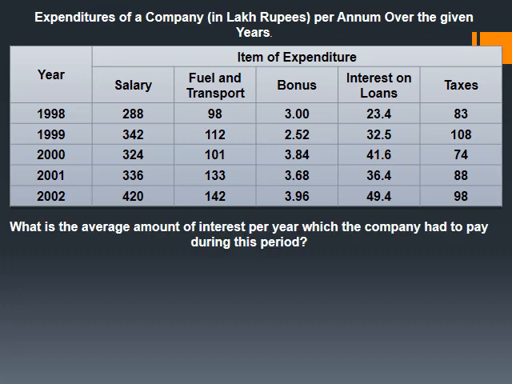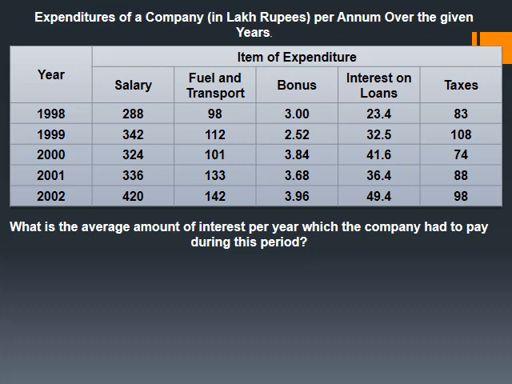So we see the question, what is the average amount of interest per year which the company had to pay during this period? So the question is average amount of interest per year. So we have a column heading interest on loans. So focus on that. So the average amount of interest per year which the company had to pay during this period means from 1998 to 2002. That is the period that is given in the data. So during that period, we had to add all these numbers that is coming under interest on loans.